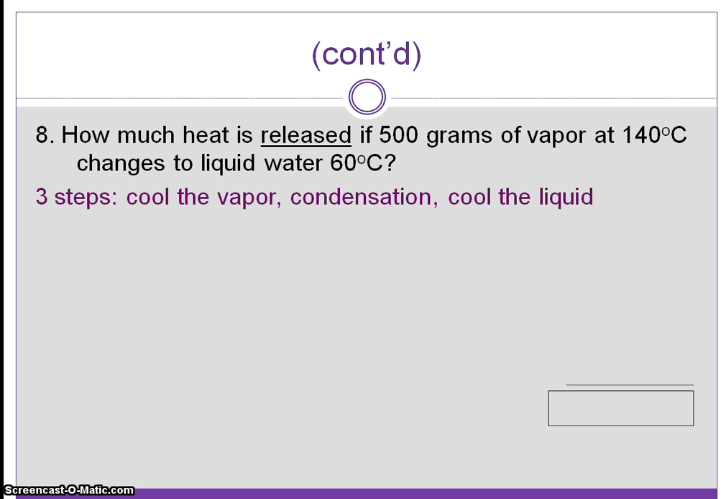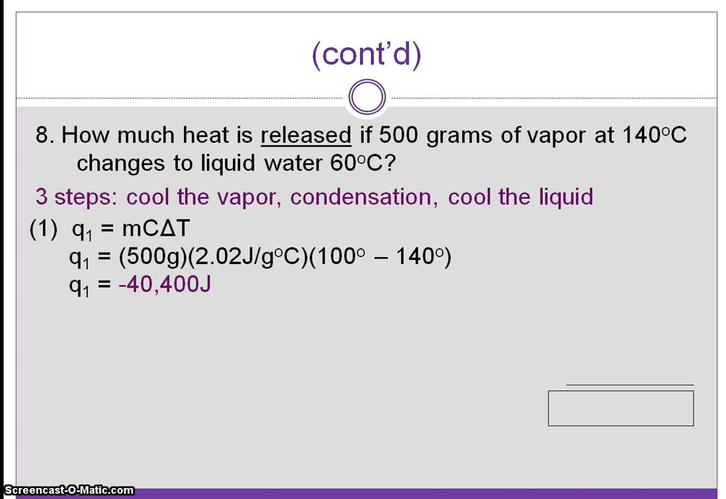So for the first segment, we're just cooling the vapor, so we can use the MCAT equation. Make sure you choose the right specific heat because it's a vapor, and be really careful with your temperature change. We're starting at 140, but for that top segment, we're going to stop when we get to 100. That's where we're going to condense it. So our temperature change is 100 minus 140. Notice that we got a negative number because heat is being released.